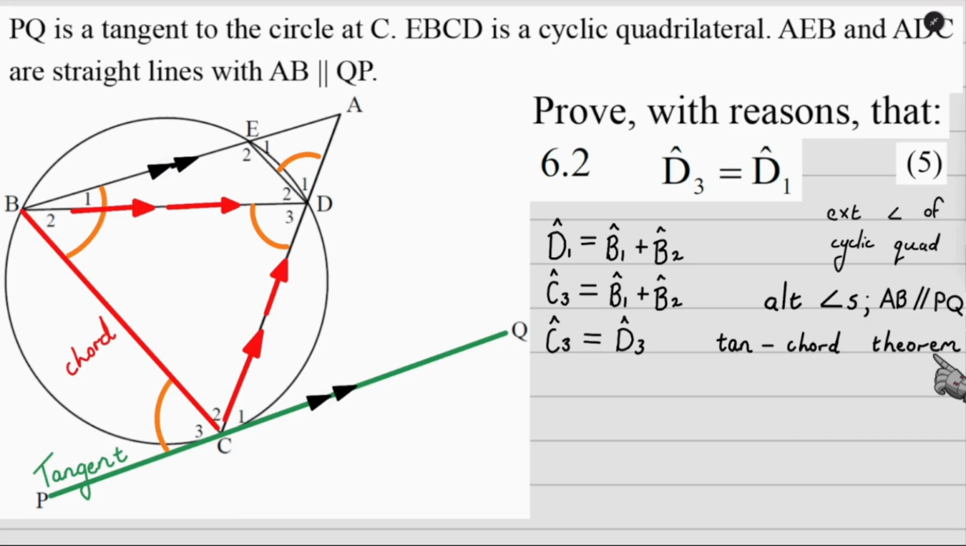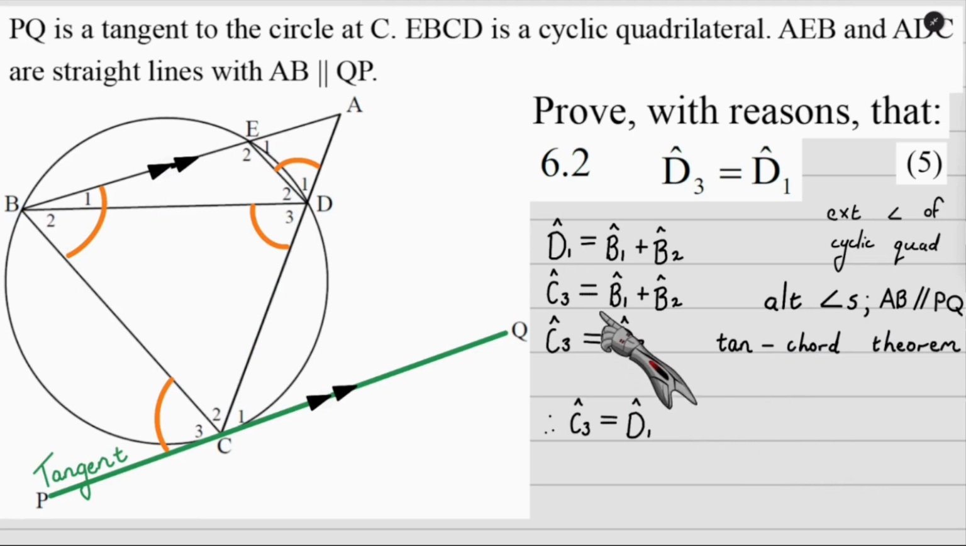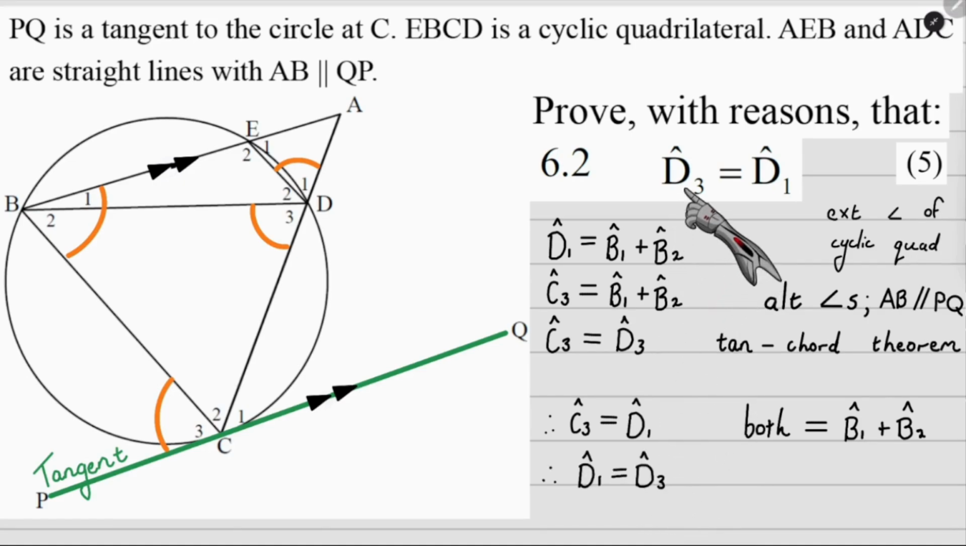Now we're going to start with our conclusion. So firstly, we need to make the link between these two angles. Because D1 and C3 equal the same thing, they both equal B1 plus B2, we're going to state that they are equal to one another. And if you would like, you can mention the reason that they both equal B1 plus B2. And then we see that C3 equals D1, and C3 also equals D3. So it stands to reason that these two have to be the same. So we're just going to put a therefore D1 equals D3, and we've adequately proved what they are asking us to do.